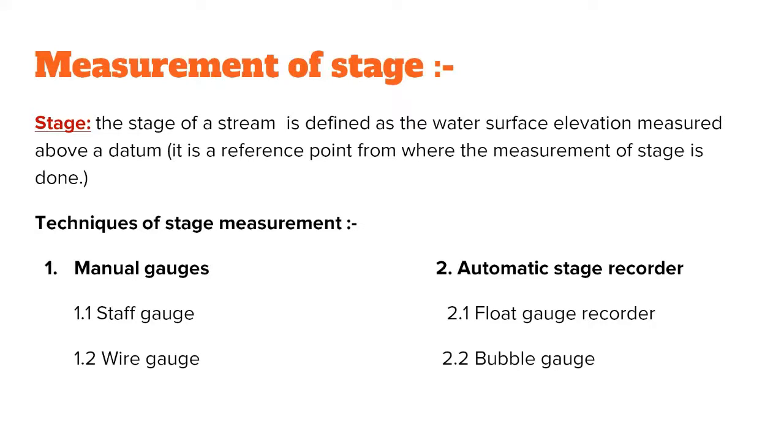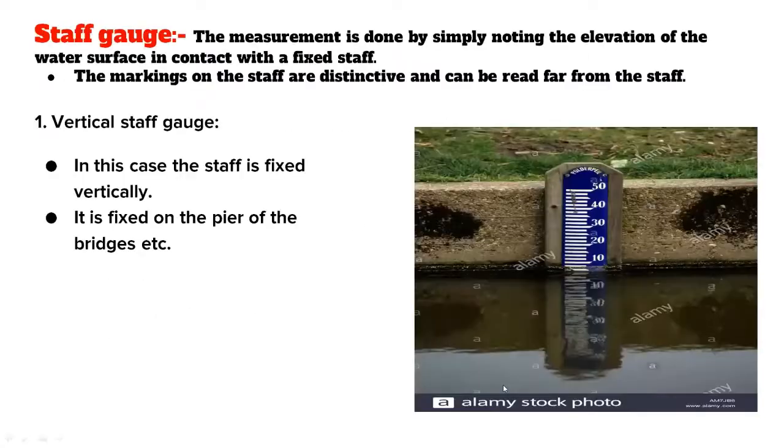The second one is the automatic stage recorder. In this, we don't need to be present at the site. These automatically collect the data. These are the types of these both gauges. Now, the first one is the staff gauge. This is the simplest method to get the stages. In this, the measurement is done by simply noting the elevation of water surface in contact with a fixed staff, where this staff is basically a giant ruler on which the markings are distinctive and can be read far from the staff.